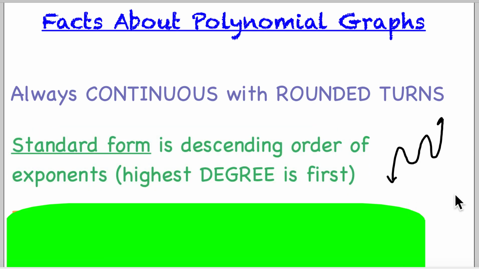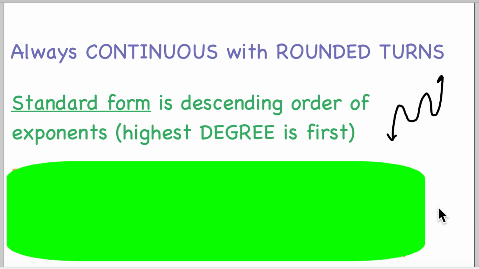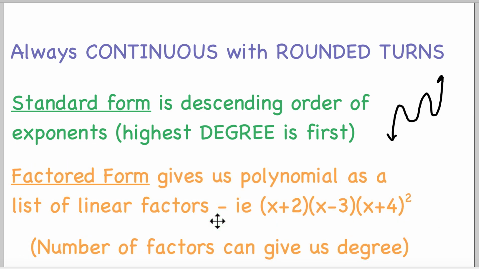Second fact, standard form. This is what we did on the very first day of this unit. Standard form is just descending order of the exponents. So the highest exponent is first, and that highest exponent we do call the degree, which, as we've done, tells us how many roots it has, or zeros. And then factored form, which is different than standard form, would be much easier for us if we were graphing it, right? It's basically, instead of doing ax squared plus bx plus c, it's just listing the factors out.